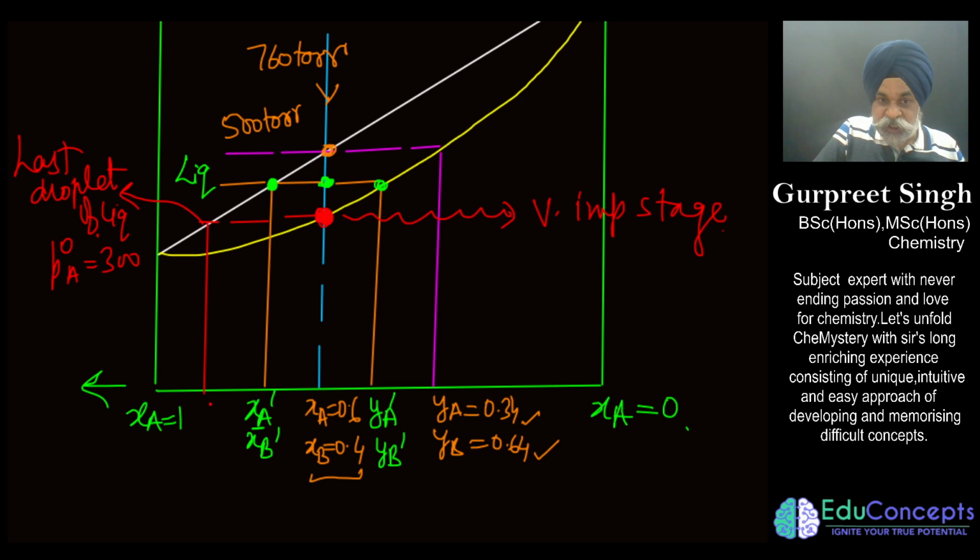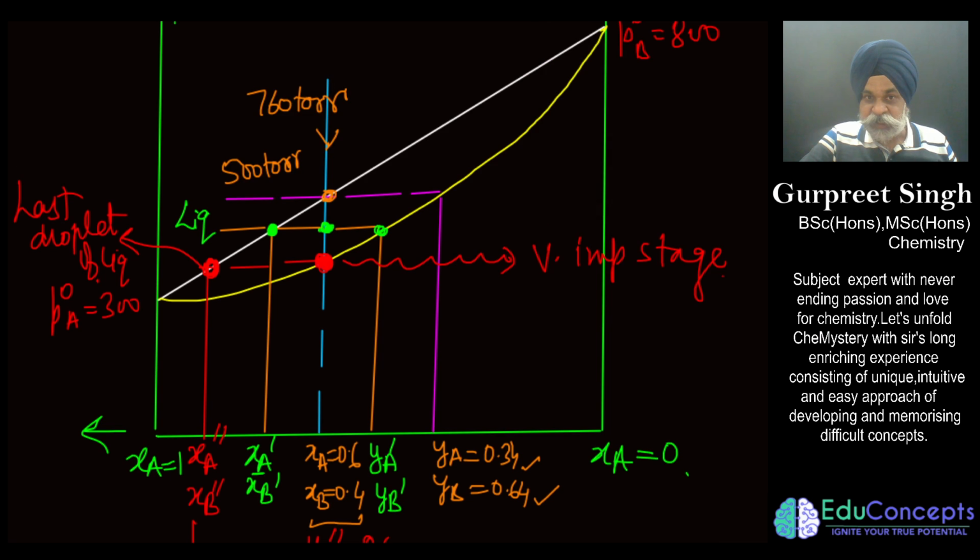Corresponding to this last droplet of liquid, I can say this has to be XA double dash and XB double dash. And corresponding to this red dot is the vapor phase composition, YA double dash and YB double dash, which happens to be equal to 0.6 and 0.4. Wow, this is the only statement which we have to figure out, and you are through the answer.